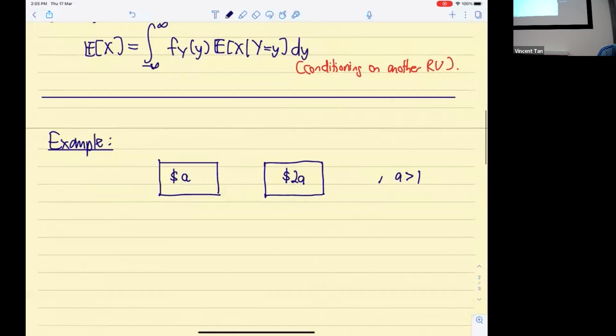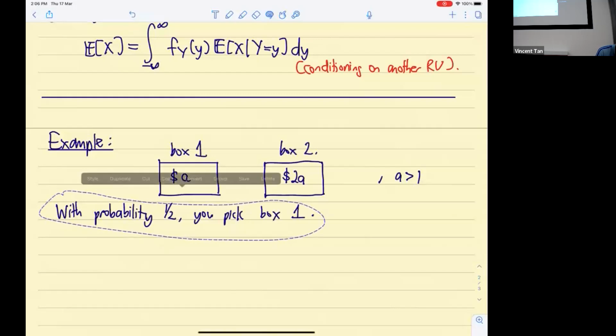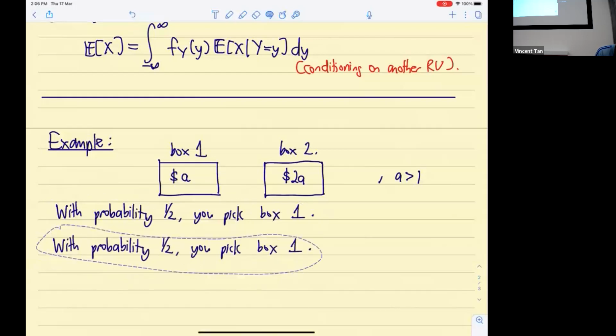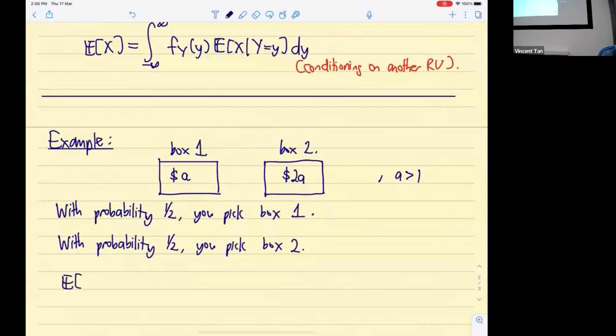So the story is as follows. With probability 1/2, you pick box 1. Box 2. And of course, with probability 1/2, you pick box 2. Okay, so if you have taken my class, what is the expected amount of money that you earn? Let's call the amount of money that you earn the reward.